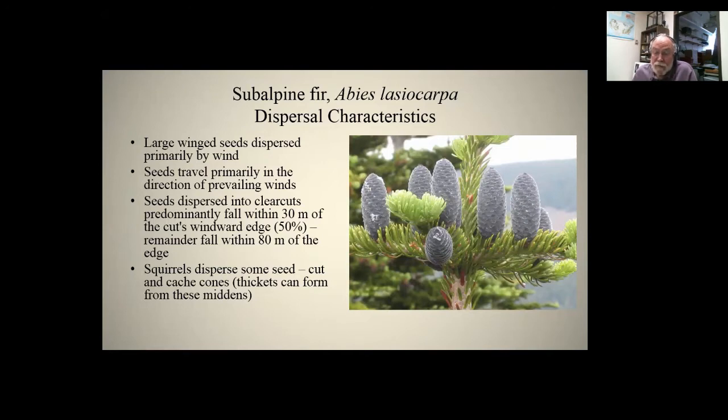Squirrels disperse some of the seeds, and you heard Fred talk about these thick carpets of Fraser fir seedlings. We see the exact same thing with subalpine, and a lot of those are coming up from squirrel middens, where you have cached cones where the seeds all germinate really close to one another, and you end up with almost a carpet of subalpine fir seedlings occurring on sites.